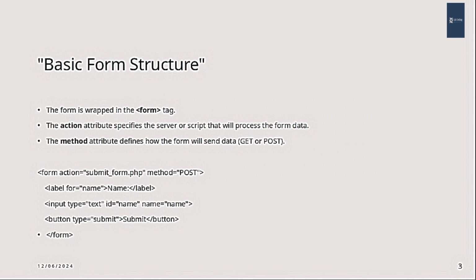So we'll go back to our slide. As you can see, we have the basic form structure. We have form, this is the opening and this is the closing, as you know, and we have a label which is for name. We have an input where the type is text, the ID is name, and name is also name. Now we have a button in order to submit it. I will show you how these tags work on VS Code.